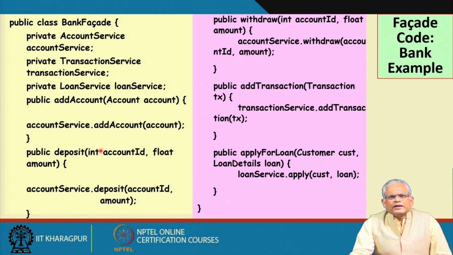For example, in the compiler, the Facade not only requested the service, but it knew which services, sub services to request in what order and so on.